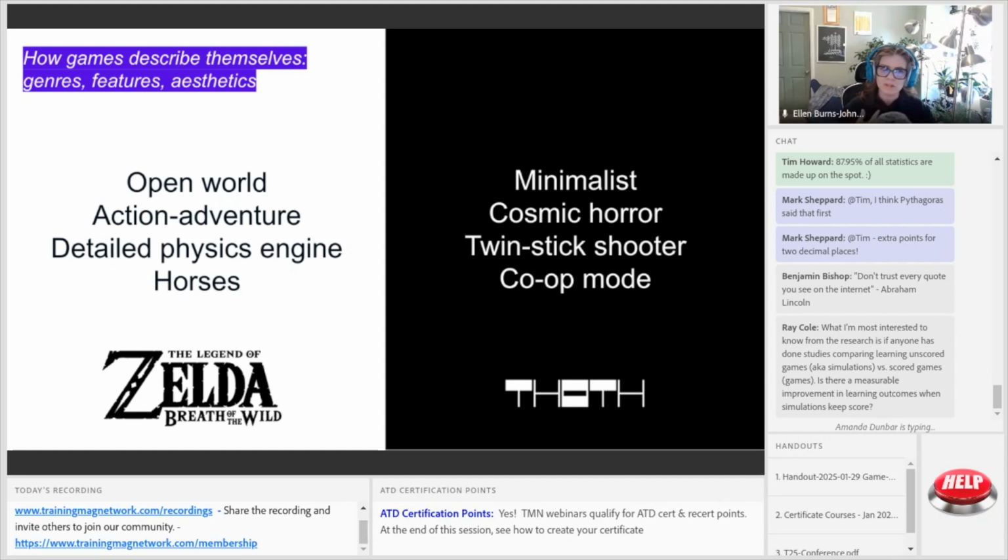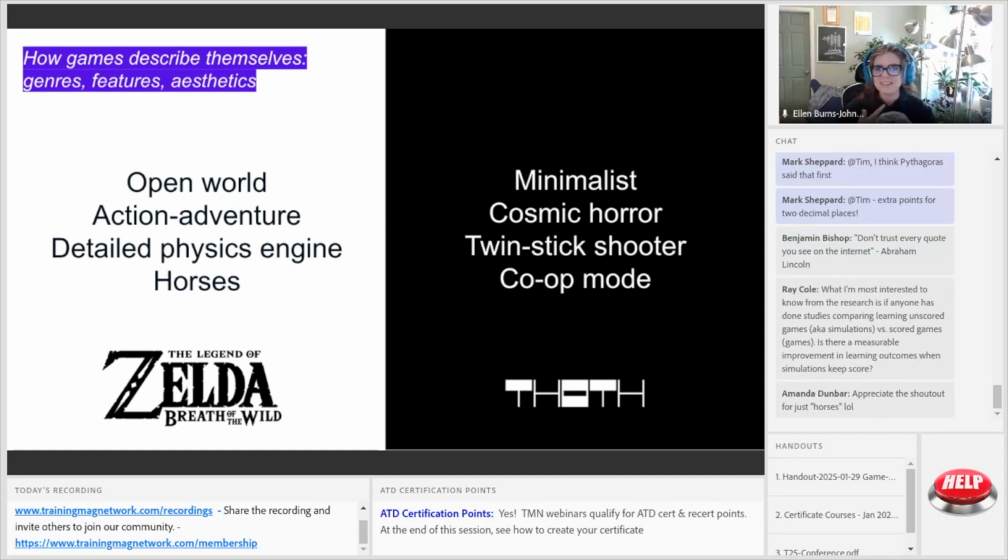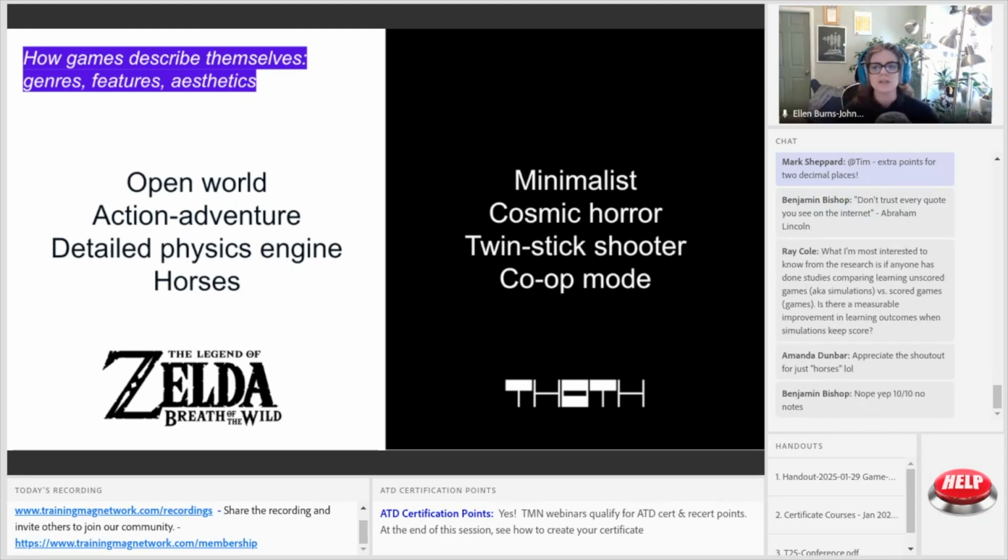Something like open world or action adventure, detailed physics engine. For me, a big selling point of Breath of the Wild was it had horses in it, right? No one really cares unless you're involved in some sort of horse related business if there are horses in your learning game.